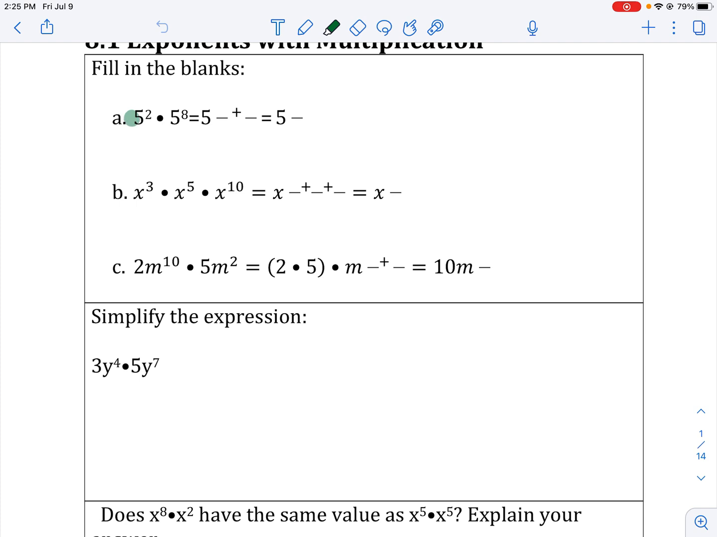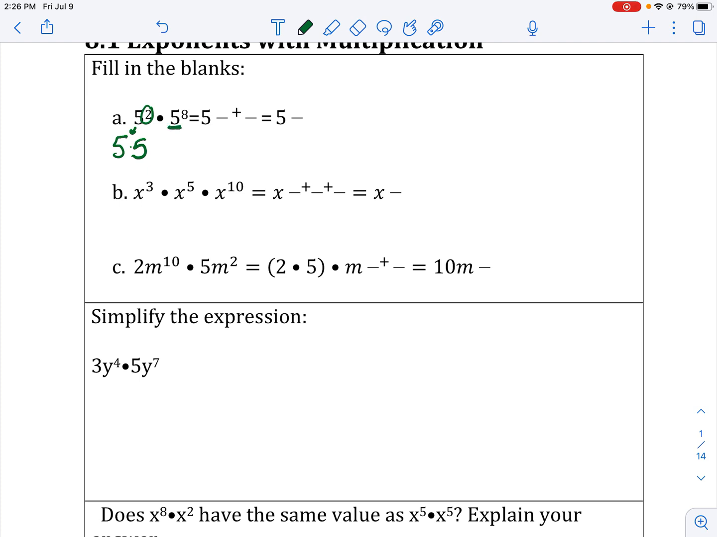So this big number 5 right here, that's called a base. The little 2, or squared, right there tells us how many times we want to multiply the base by itself. So when we see 5 squared like this, that means 5 times 5. So there is 5 squared.